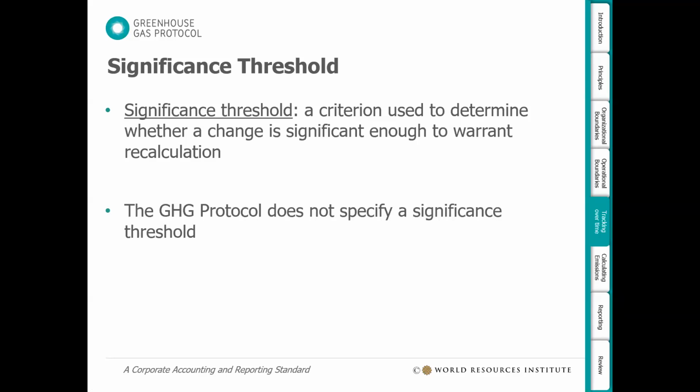The corporate standard doesn't actually require or recommend a specific significance threshold. However, many GHG reporting programs do so. To take an example, the Brazil GHG Protocol program has a significance threshold of 5%. And a 5% significance threshold is relatively common.